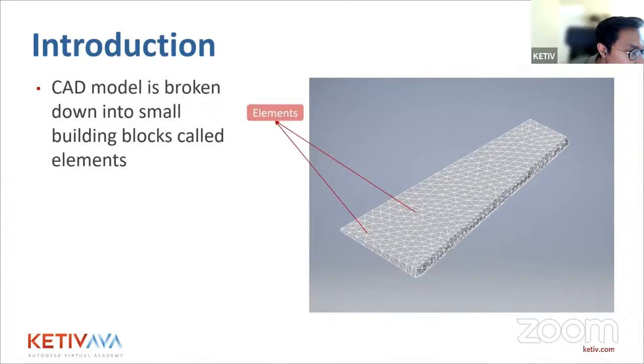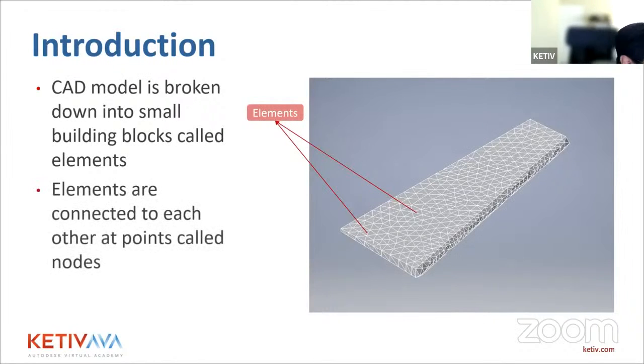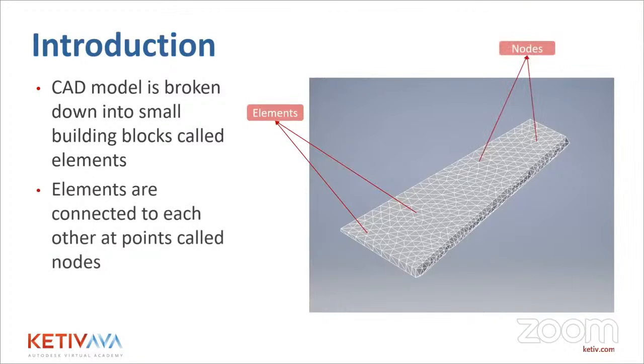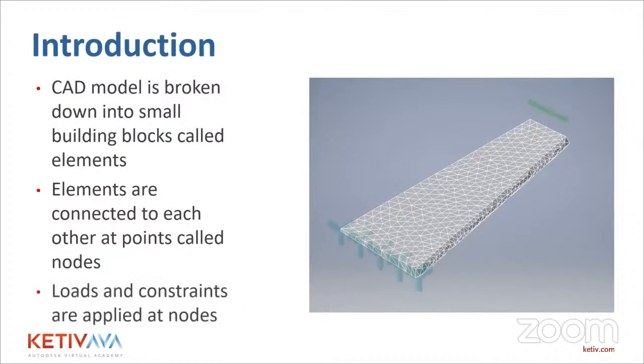Now Nastran In-CAD is going to take this CAD geometry for you, and it can create a mesh. A mesh is just an interlocking of these elements. Now, these elements are connected to each other at points called nodes. And it is at these nodes that the loads and constraints of any kind, whether they be structural or thermal, get applied.